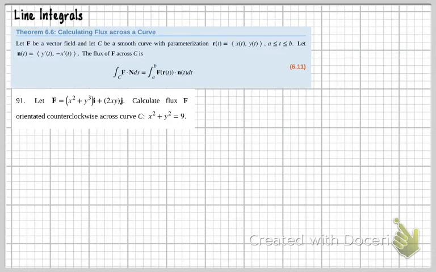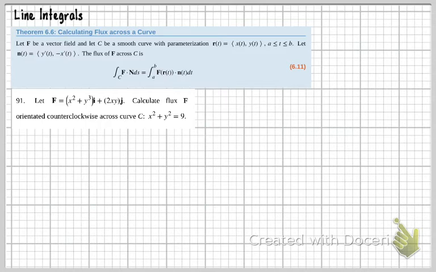Now let's take a look at problem 91 below here. It says let F equal, and this is a vector field, (x squared plus y cubed) i plus 2xy j. It says calculate the flux of F oriented counterclockwise across the curve x squared plus y squared equals 9. So hopefully you realize that x squared plus y squared is actually a circle of radius 3, because x squared plus y squared equals r squared. So r is going to represent not 9, but 3.